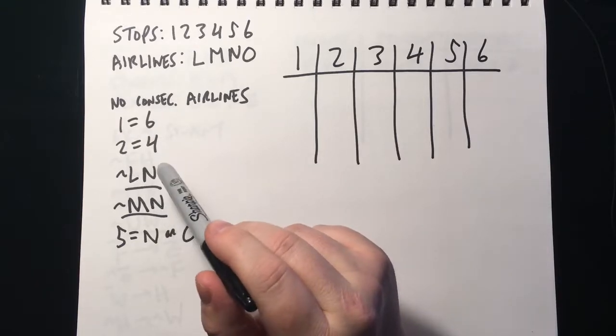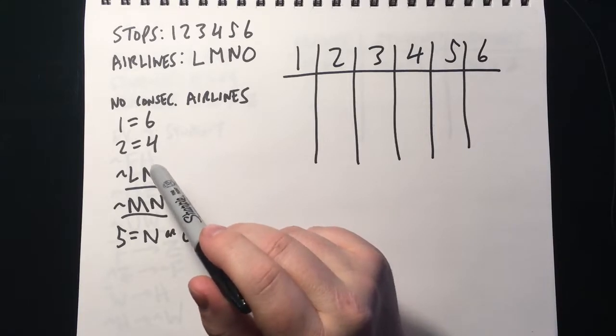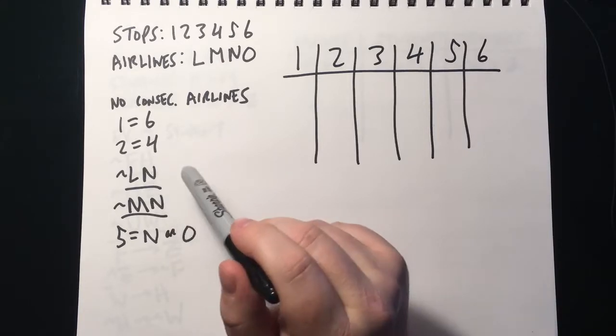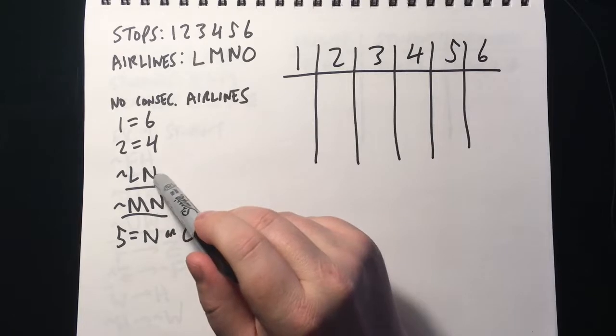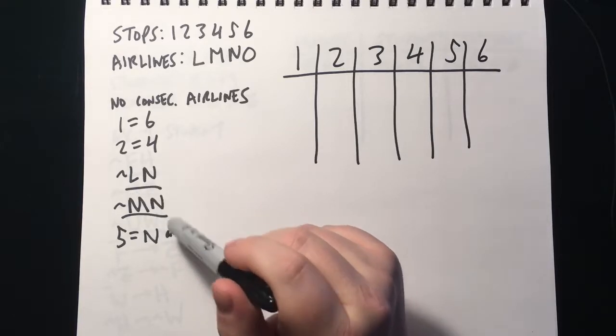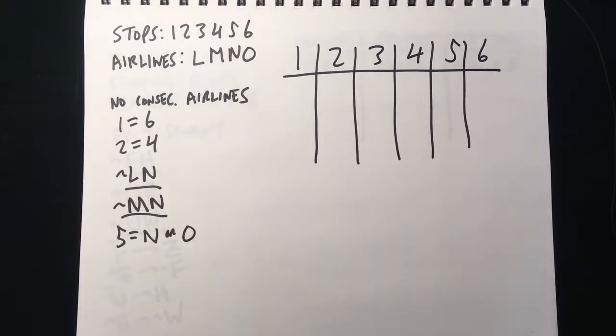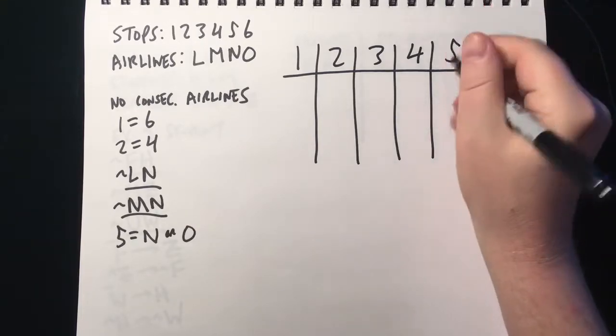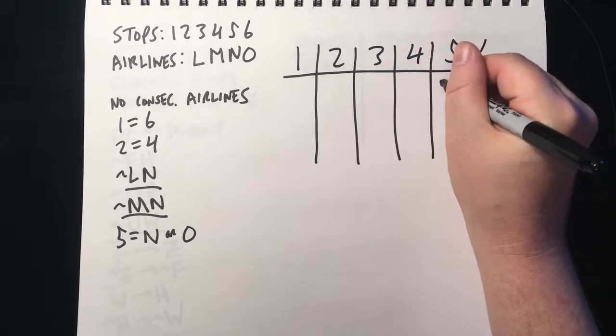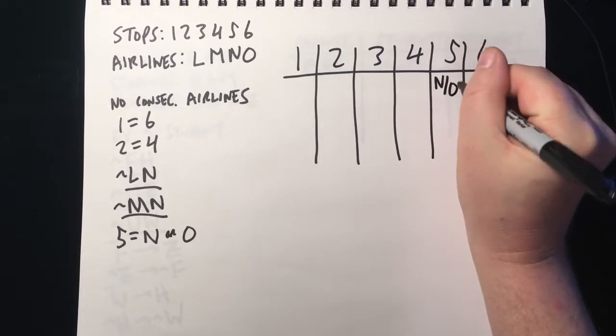We get a rule that says whenever she chooses L or M at a stop, she doesn't choose N at the next stop, so I won't see an LN, I won't see an MN in that order. And at stop number 5, she chooses N or O. That's our one relatively concrete rule. We can certainly put that in there.